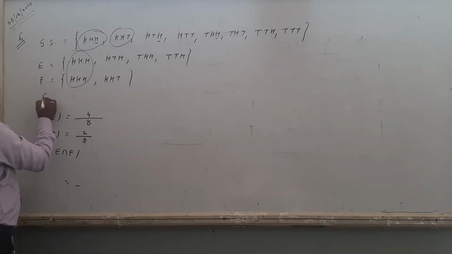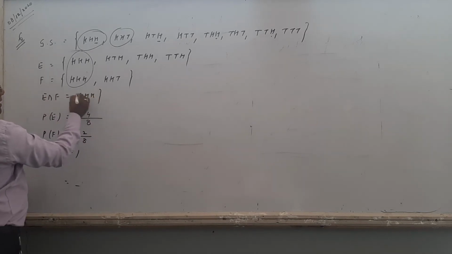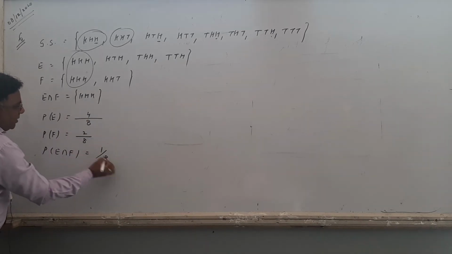Right? But now the probability of E intersection F, meaning common in both, and common in both is only HHH, right? So the intersection set of E intersection F is HHH, right? So now the probability of E intersection F, favorable is 1 and total is 8.